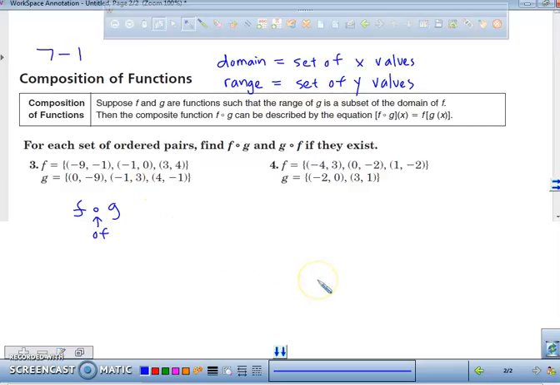So what we're going to be doing right now, it says, suppose F and G are functions. So we're supposing that F and G are functions, which means these right here are functions.